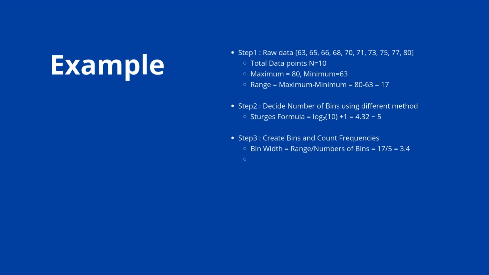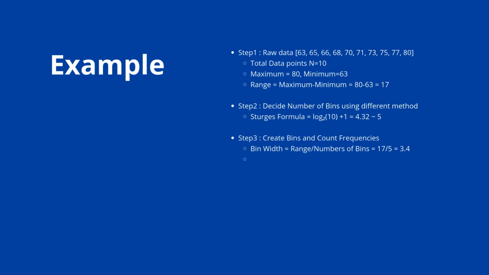Now, step 3, we can create bins and count the frequency. Bin width is nothing but range divided by number of bins. So range is 17 and the number of bins is 5. So the value is 3.5, and each bin range will be rounded to 4. So 63 to 66 is a range of 4, and so on.